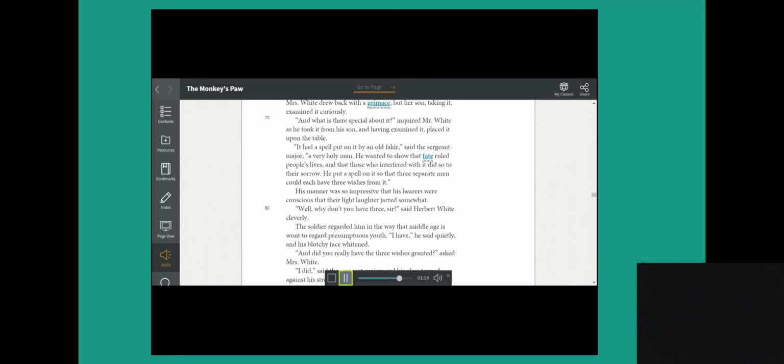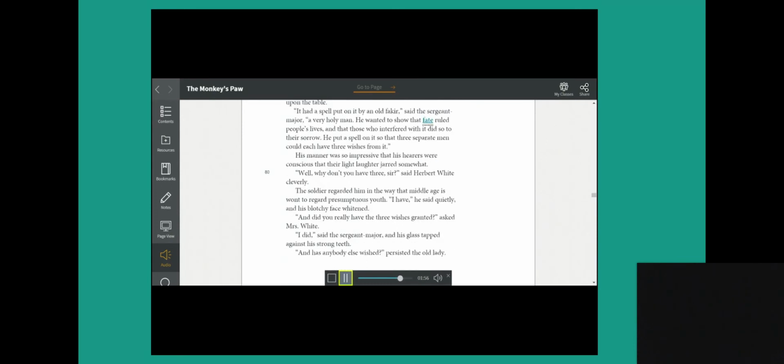"Well, why don't you have 3, sir?" said Herbert White cleverly. The soldier regarded him in the way that middle age is wont to regard presumptuous youth. "I have," he said quietly, and his blotchy face whitened. "And did you really have the 3 wishes granted?" asked Mrs. White. "I did," said the sergeant major, and his glass tapped against his strong teeth. "And has anybody else wished?" persisted the old lady.